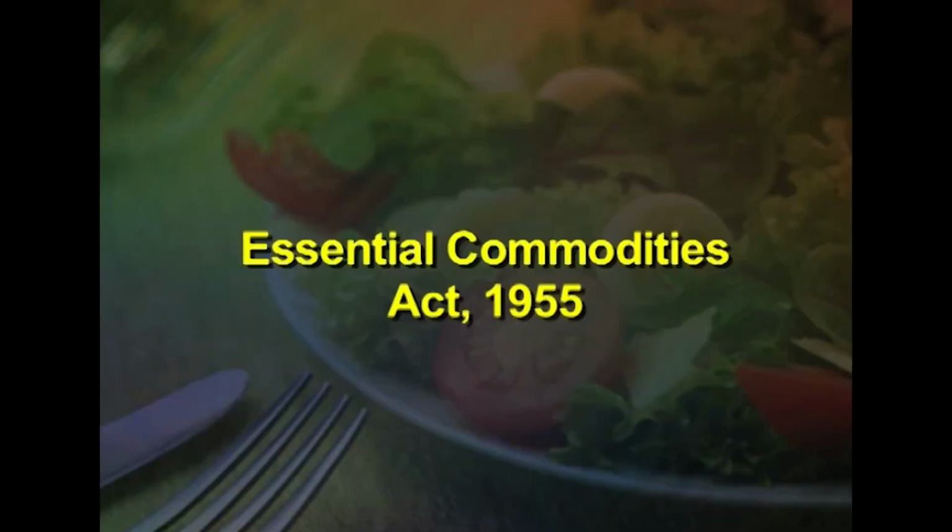The Export Quality Control and Inspection Act 1963 was amended in 1984. This act provides for sound development of export trade in India through quality control and inspection. Next comes the Essential Commodities Act 1955. The main objective of this act is to ensure supply of essential commodities to the public by proper regulation, prevention of black marketing, and making them available to the public at reasonable prices.